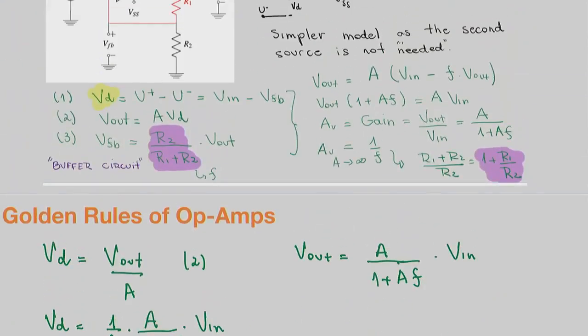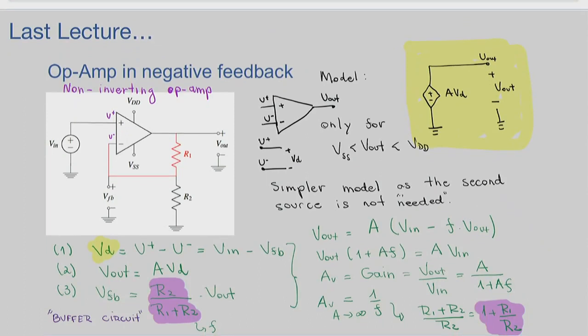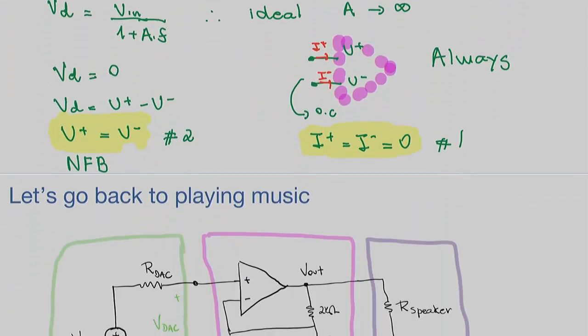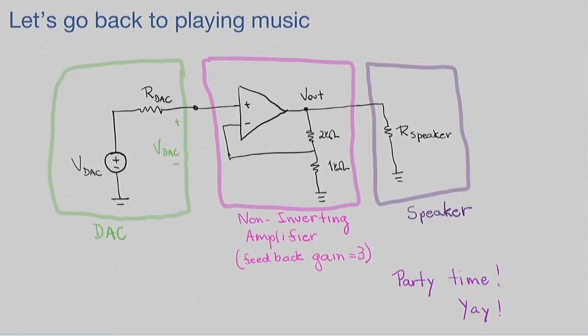Oh, in this circuit, let's see. Yeah. If we say U plus equals U minus, and we said that U plus minus U minus was V in minus V feedback, that means that, now that we know the rules of the amplifier, and I told you that it was in negative feedback, you can say, okay, then that means that V in equals V feedback. Very good.